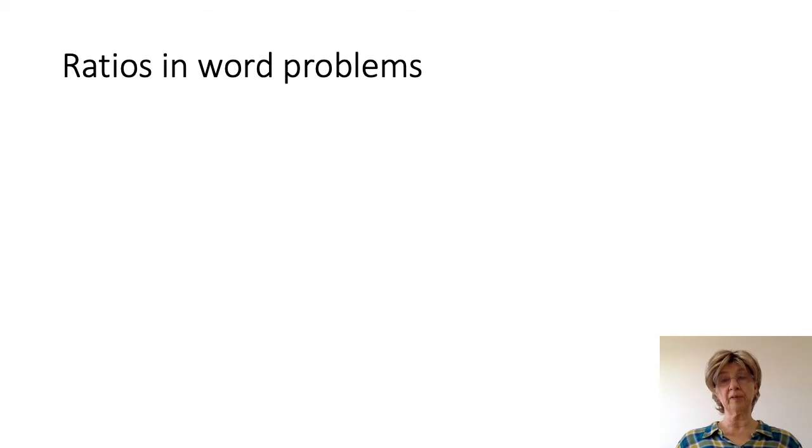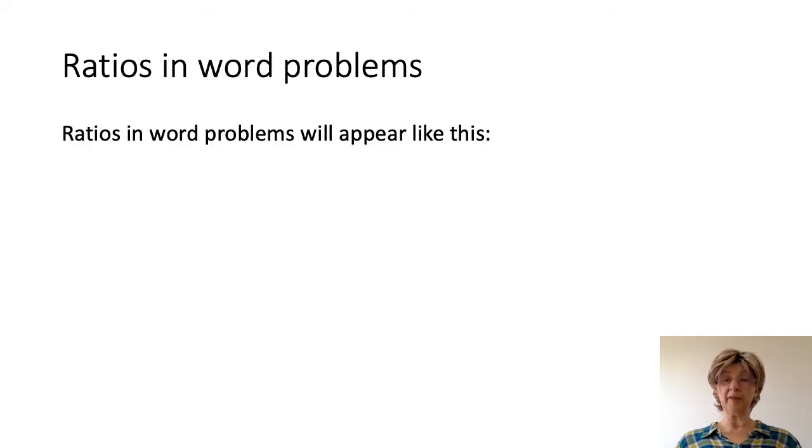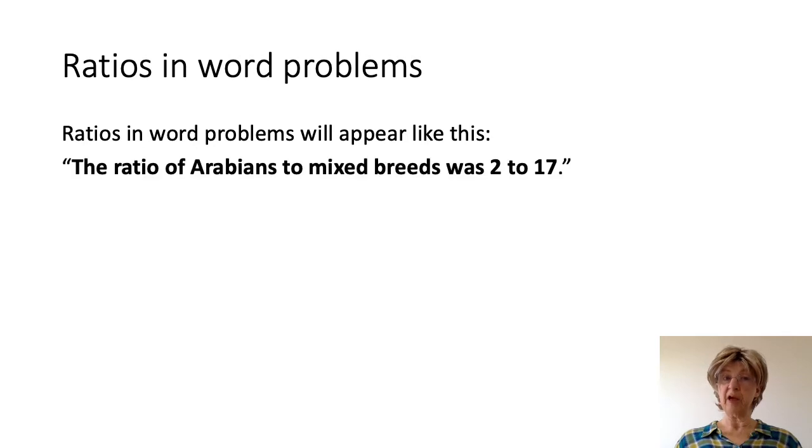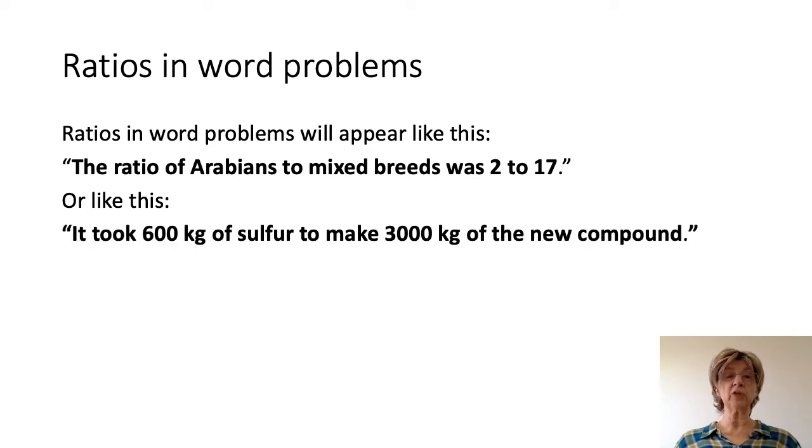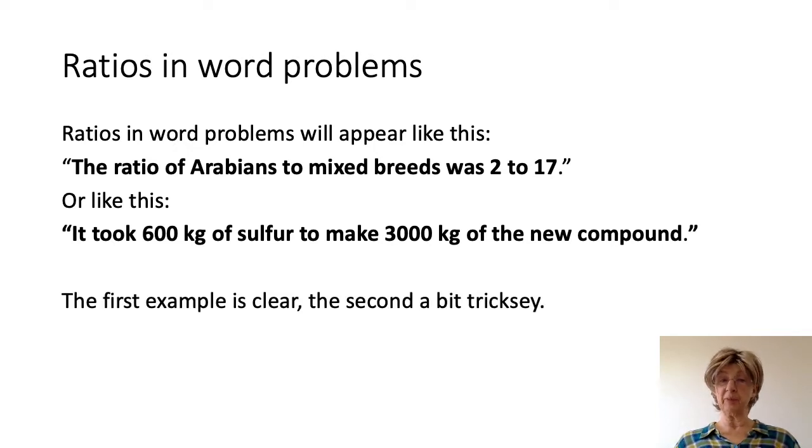Ratios in word problems will appear like this. The ratio of Arabians to mixed breeds was 2 to 17. This is talking about two different kinds of horses. Arabians are purebred horses and mixed breeds are not. Or it may appear like this. It took 600 kilograms of sulfur to make 3,000 kilograms of the new compound. The first example is quite clear. The second is a bit tricksy, but not too tricksy for us.